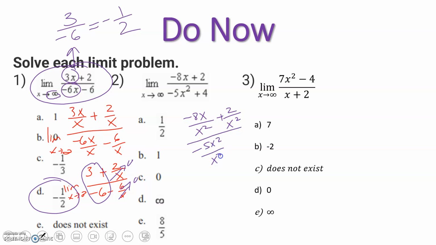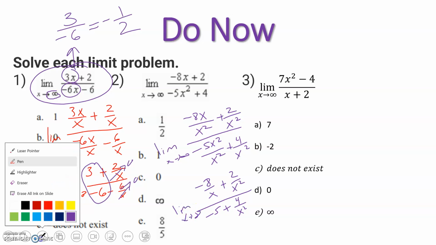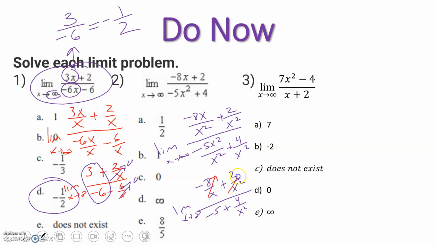Now, the second one here, we have -8x over x squared, 2 over x squared, -5x squared over x squared, and 4 over x squared. And that becomes -8 over x, 2 over x squared, -5, and then 4 over x squared. And then once again, anything that has an x in the denominator goes to 0, and we're left with 0 over -5, or 0. Now you may have noticed yesterday that anytime the degree in the denominator is larger than the degree in the numerator, it was going to be a 0.